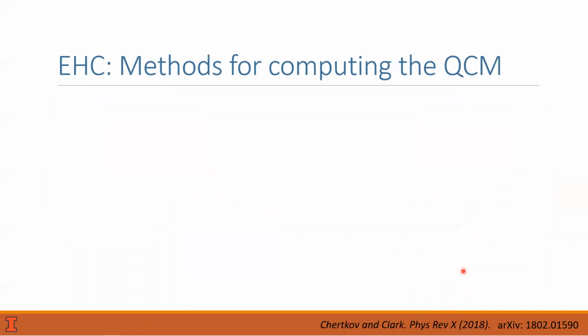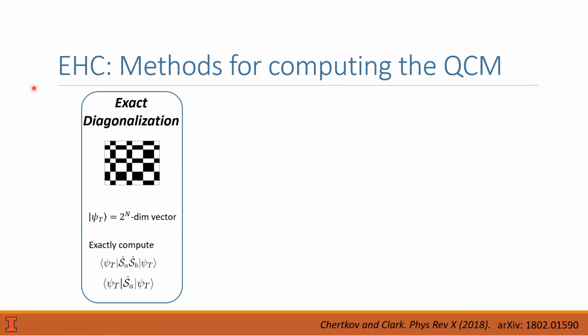Okay, and I just want to point out that this method is very flexible. There's lots of ways you could compute the quantum covariance matrix. For example, you could use exact diagonalization. You could represent your state psi t as just a vector. It would be an exponentially large vector, but using matrix vector multiplication, you could compute the entries of the quantum covariance matrix.